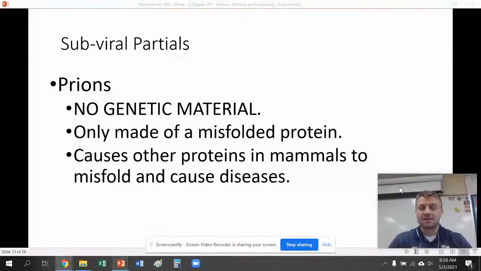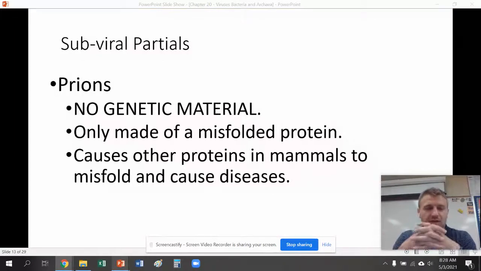Prions. This is a very interesting one. I've heard a lot of scientists say that they're scared of prion disease because they are very deadly, and there's not really an antibiotic or antiviral to treat them. Prion disease has no genetic material. They're just misfolded proteins, and these misfolded proteins cause other proteins to also misfold, which causes diseases in a lot of mammals. Mad cow disease is an example of this, where the brains of the cows just deteriorate.